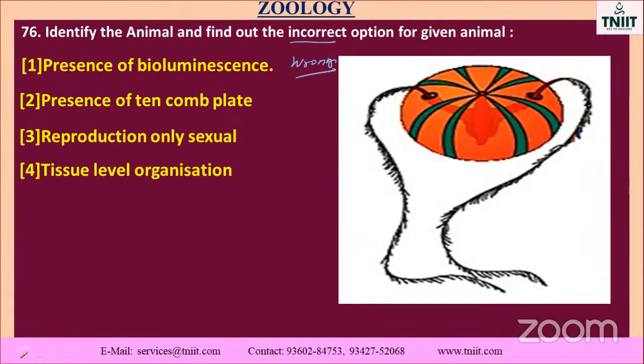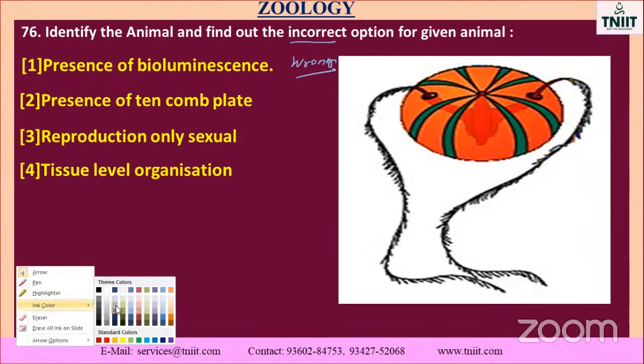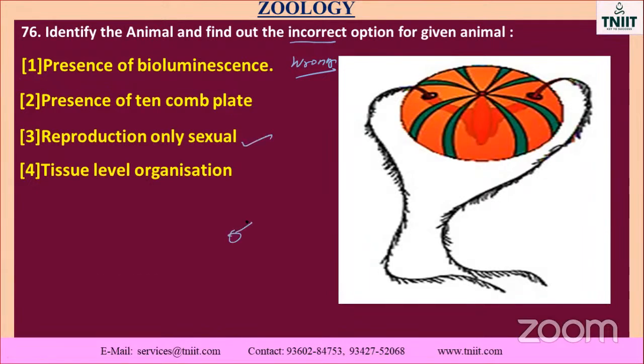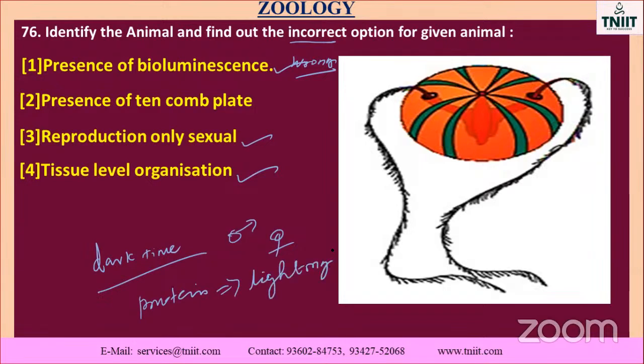Reproduction is only sexual, so male as well as female are present. This is also tissue level of organization. What is the meaning of bioluminescence? In dark times, what happens? The protein molecules present in it produce light, due to the bioluminescent protein molecules. Don't forget, my dear students.